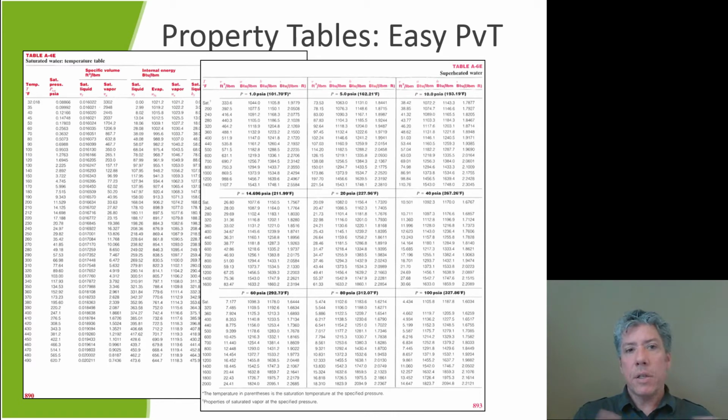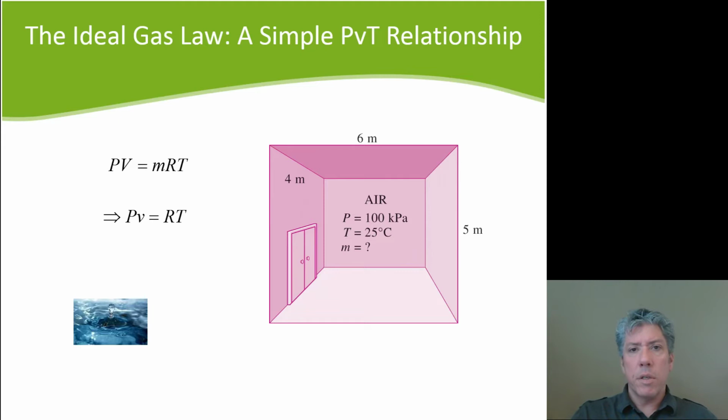And it turns out that these are based on more complicated equations of state. But you'll learn about that more in the next thermo course. For right now, the easiest equation of state that you're probably familiar with is the ideal gas law. The ideal gas law, if you think about it, is simply a relationship between pressure, volume, and temperature. And it says that PV equals mRT. Now, you may have learned it as PV equals nRT in chemistry, where n is the number of moles and R is the universal gas constant.